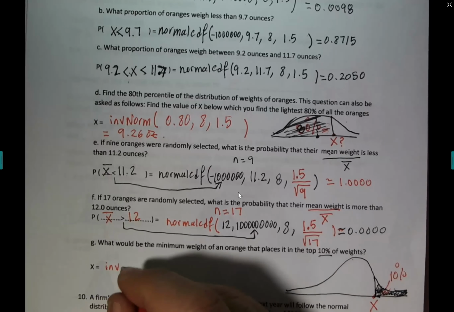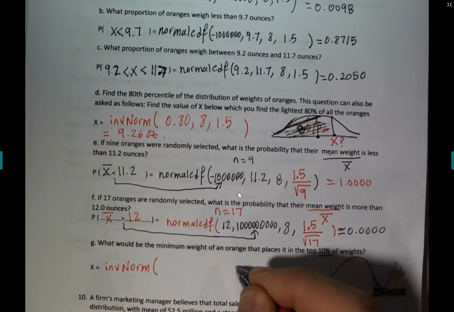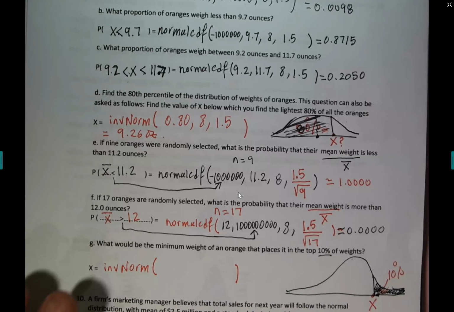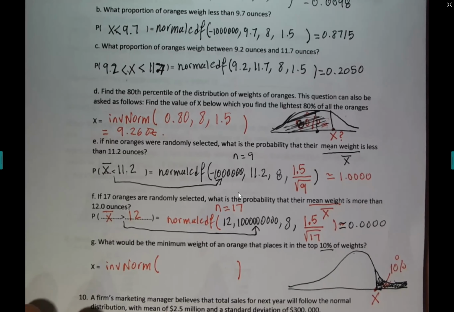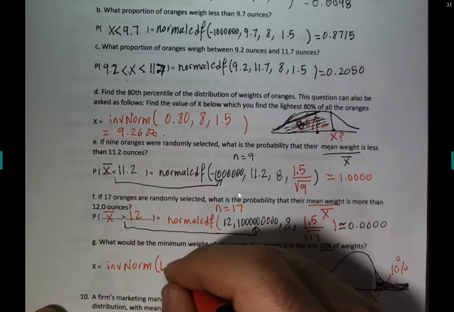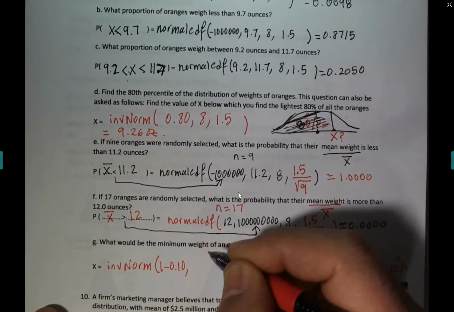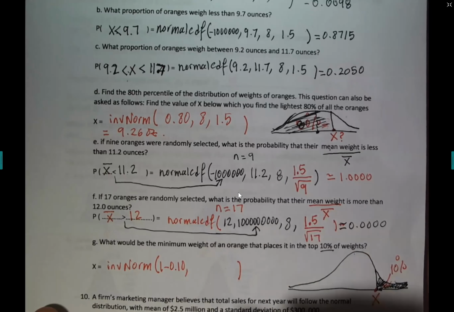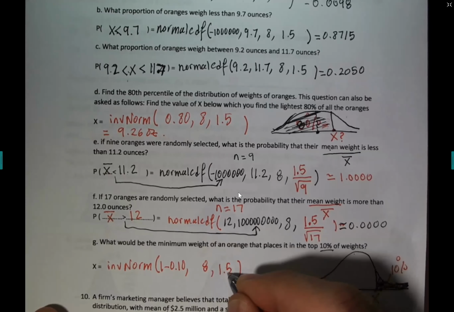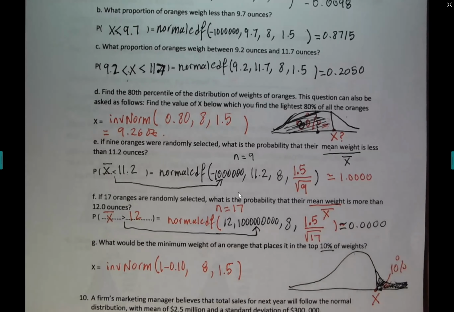So who's going to help me with the inverse norm? What would be the arguments here? 1 minus 0.10. Exactly. And then mean is 8. Standard deviation is 1.5. Now, if some of you have a calculator, guys, I don't. Mine doesn't do that. If some of you in the inverse norm have a feature that says right, left, center, let me know. I can show you how to use this properly.